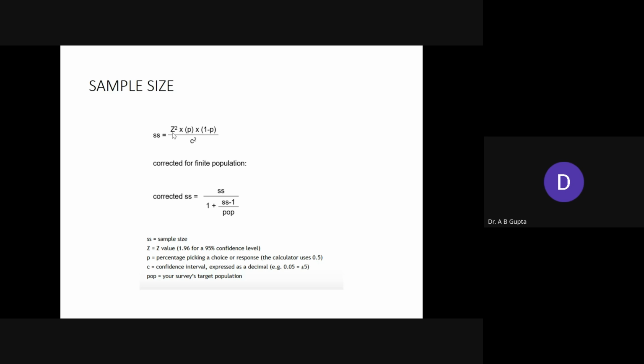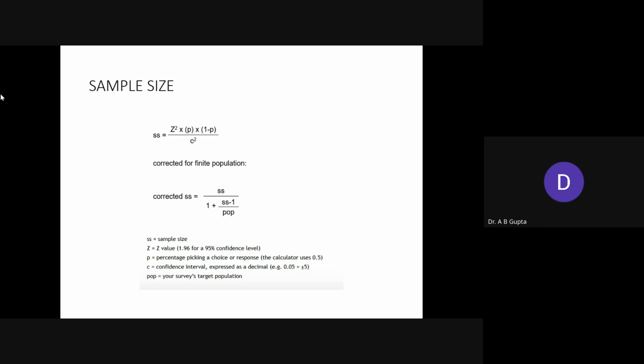If you want a higher confidence level, then your sample size will definitely increase. So Z is the Z value corresponding to the confidence level. P is your percentage, the percentage picking a choice or a response. And C is your confidence interval, which is the margin of error. You want a ±5% margin of error, and when you use it in the formula, it will be expressed as a decimal, so you will use 0.05.